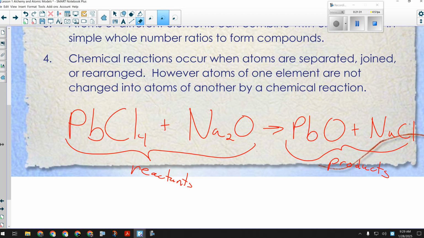That's what the alchemists were trying to do. The alchemists were trying to do this. They're trying to go lead to gold. You can't do that. Those are 2 different atoms. I can't make a new element on the other side. I can make new compounds, but I can't make new elements. Everybody with me there?